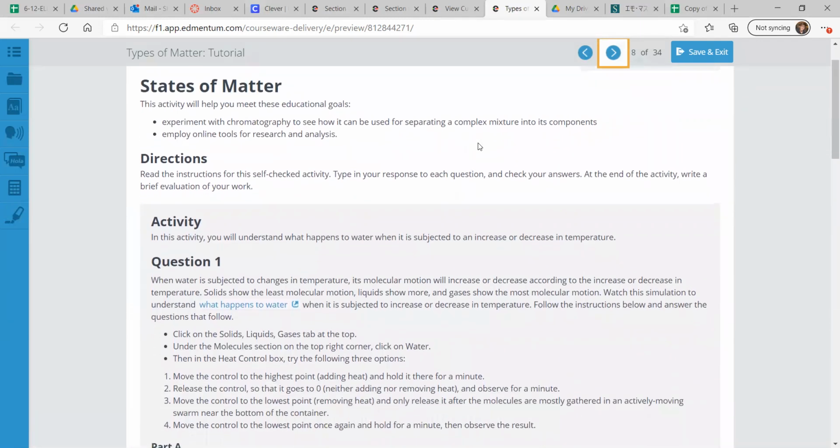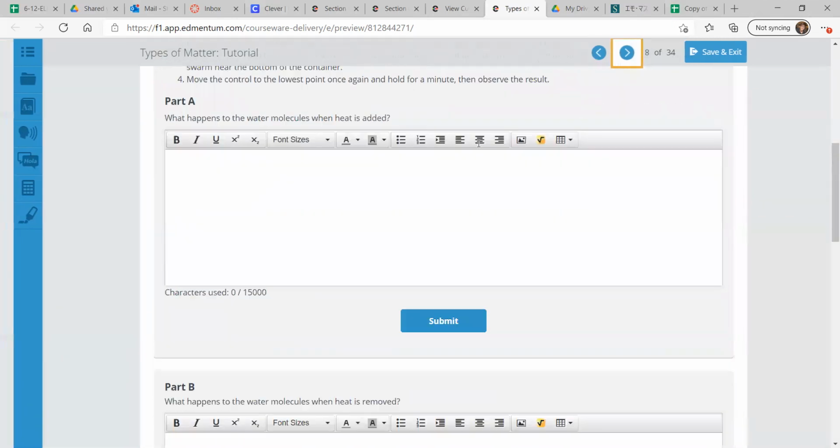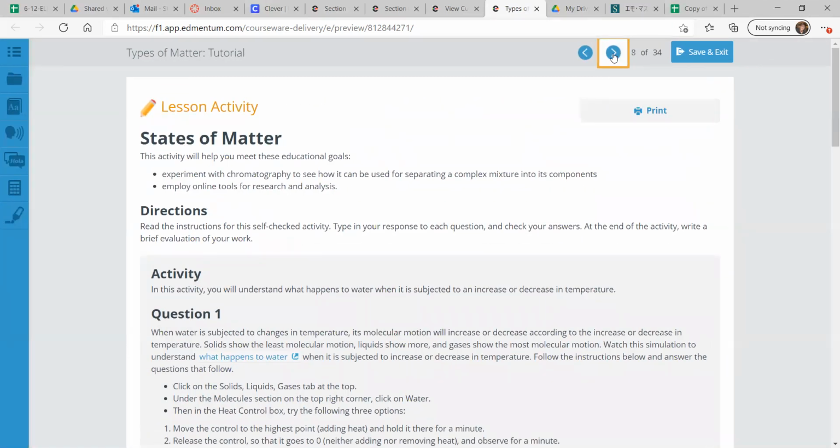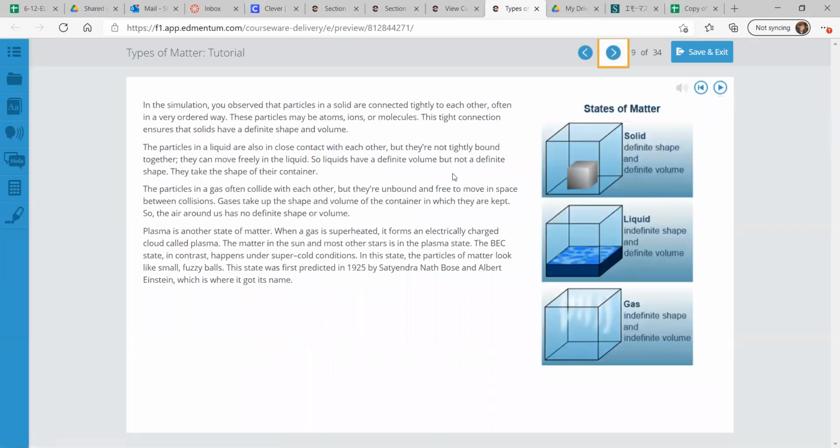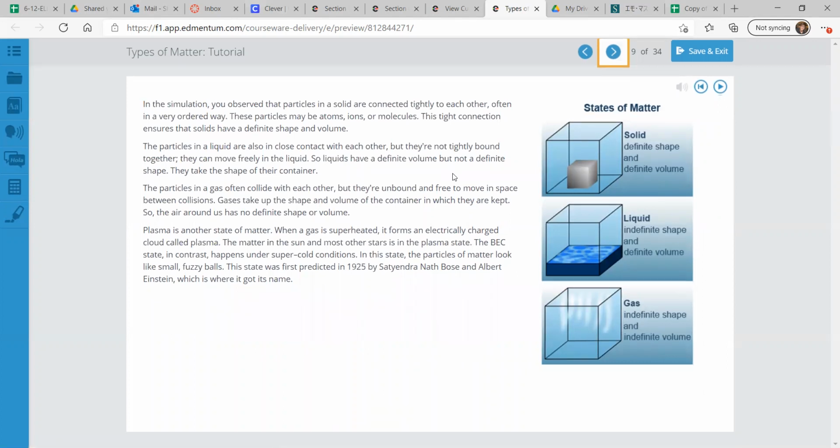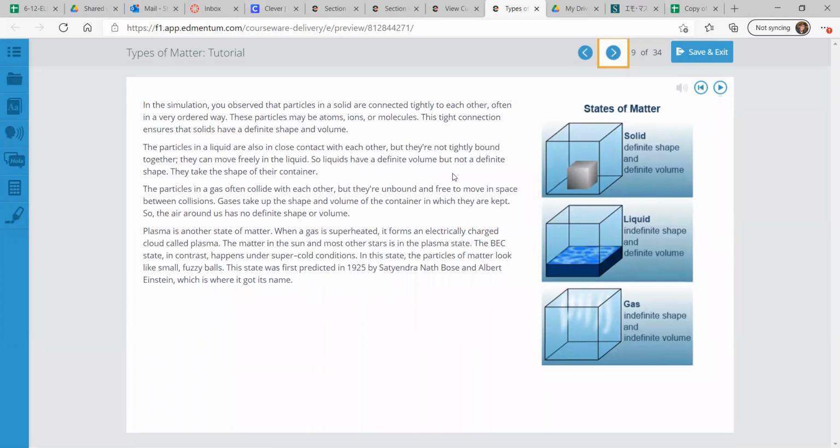So here's a first lesson. I'm going to skip that tutorial. Let me know if you have trouble with it, but it's pretty straightforward. And in that simulation, you observe that particles in a solid are connected really tightly together. And they're very structured, ordered. These particles may be atoms or ions or molecules, and that tight connection gives it definite shape and volume.